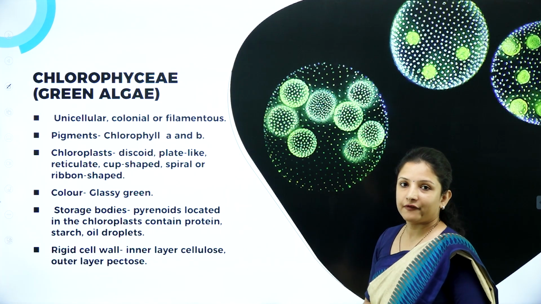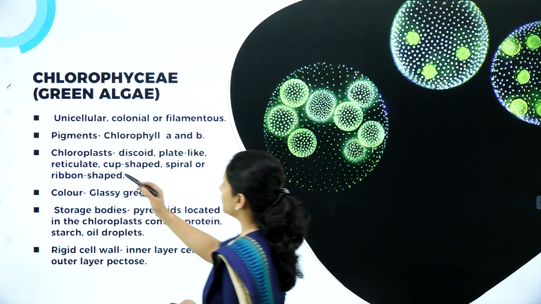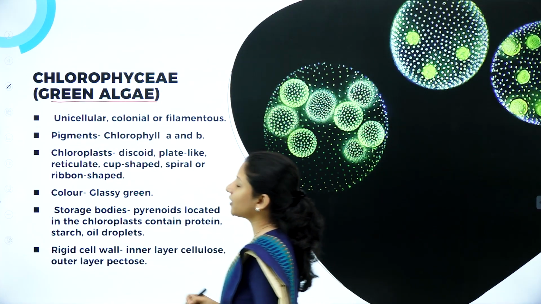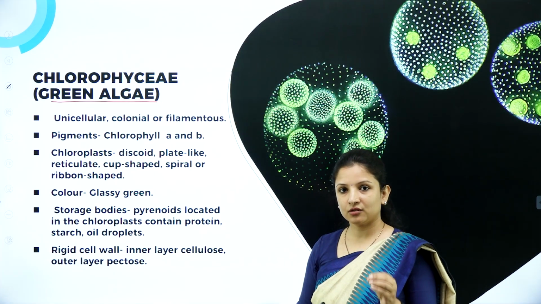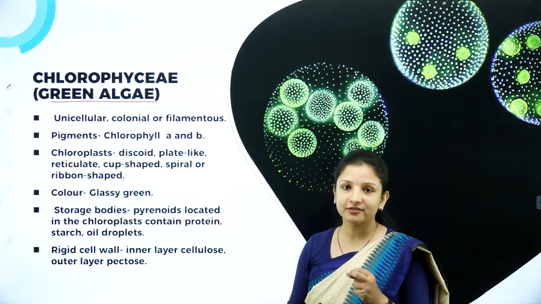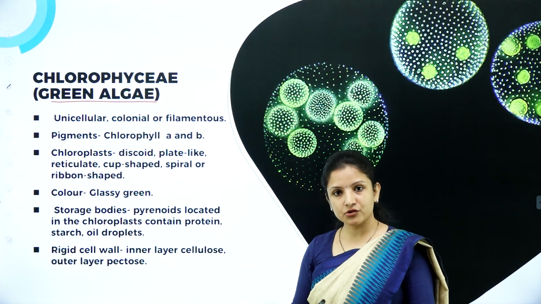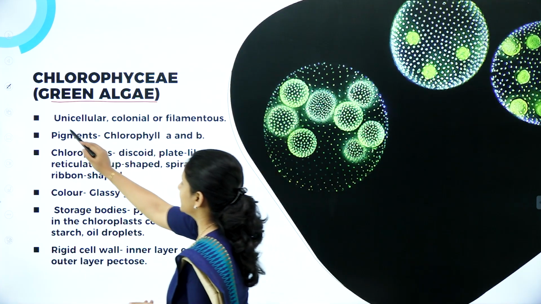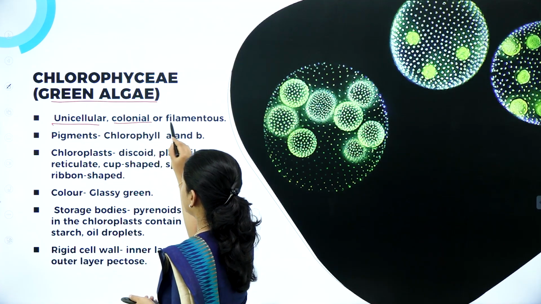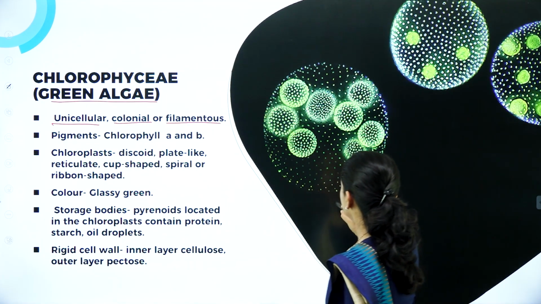So talking about Chlorophyceae, as I told you, Chlorophyceae, also called the green algae, they are unicellular. So remember, Chlorophyceae members are unicellular in nature, whereas the other two, that is Phaeophyceae and Rhodophyceae, are multicellular. So they are unicellular. They can be either colonial. So this is colonial.